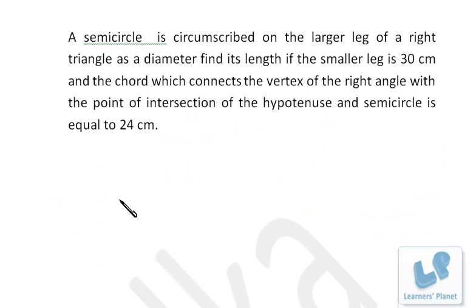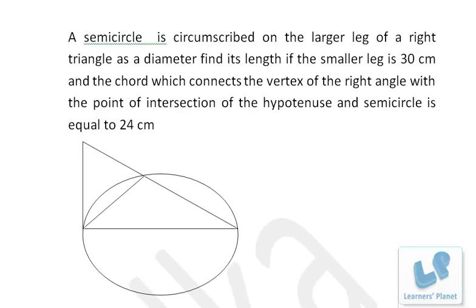Now let's see this problem. A semicircle is circumscribed on the larger leg of a right triangle as a diameter. Find its length if the smaller leg is 30 centimeter and the chord which connects the vertex of the right angle with the point of intersection of the hypotenuse and semicircle is equal to 24 centimeter. Yeah, first of all I draw the diagram for it.